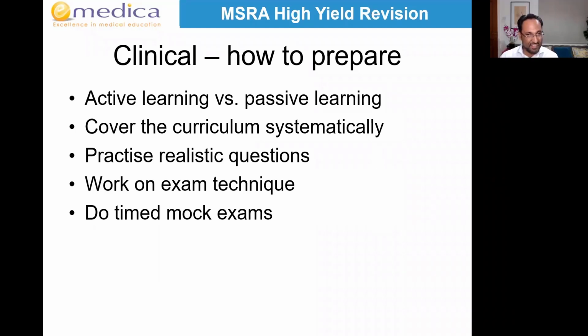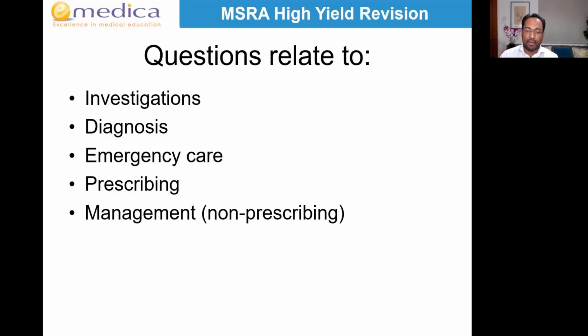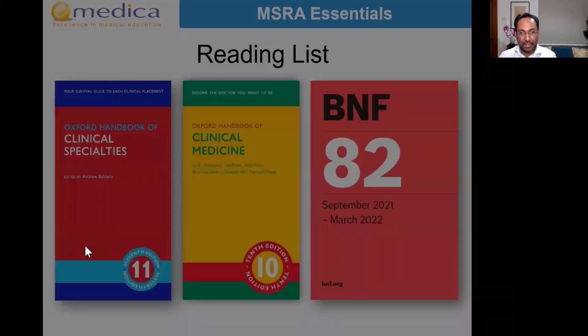It's one of the big challenges. 97 questions in 75 minutes is tough, okay? And it's also understanding what the questions are going to be about in the exam. So the questions are going to relate to one or more of these 5 things: investigations, diagnosis, emergency care, prescribing, but also management that's not to do with prescribing. Knowing who to refer, who to admit, who to send back to the GP, or, if you're in the GP setting, who to refer into hospital, and so on, okay? And then mapped to those 12 curriculum areas that we looked at earlier.